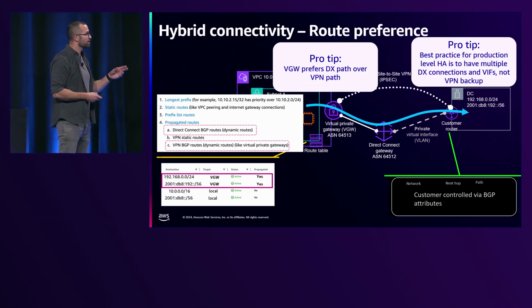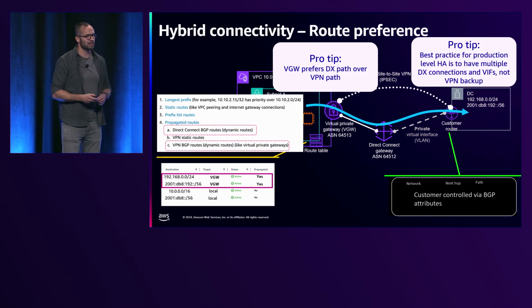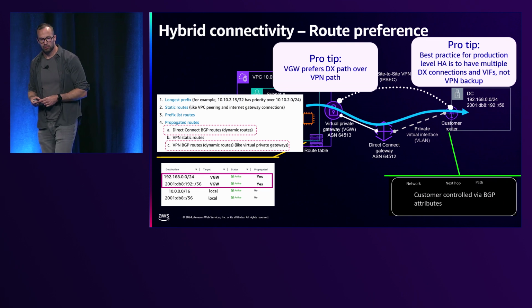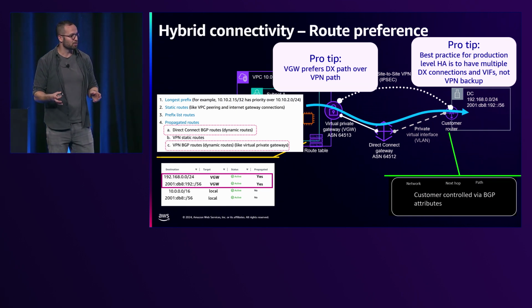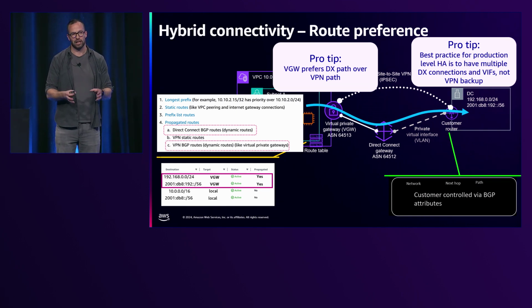Again, you might think that a VPN as a backup to Direct Connect in this scenario is a good idea. We would recommend that for production level deployments, it should be Direct Connect as a backup for another Direct Connect rather than a VPN connection.